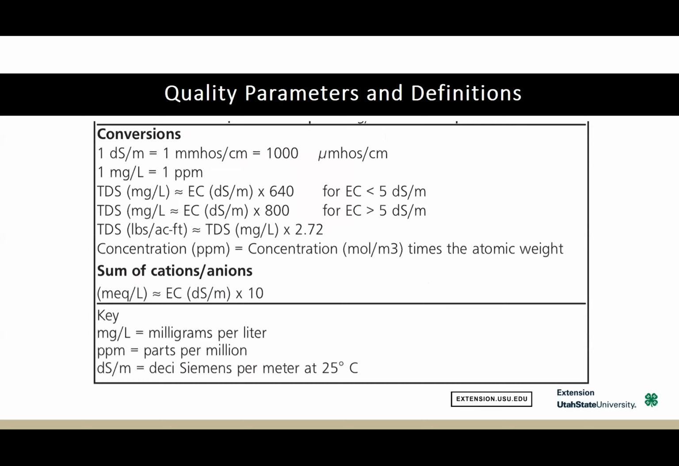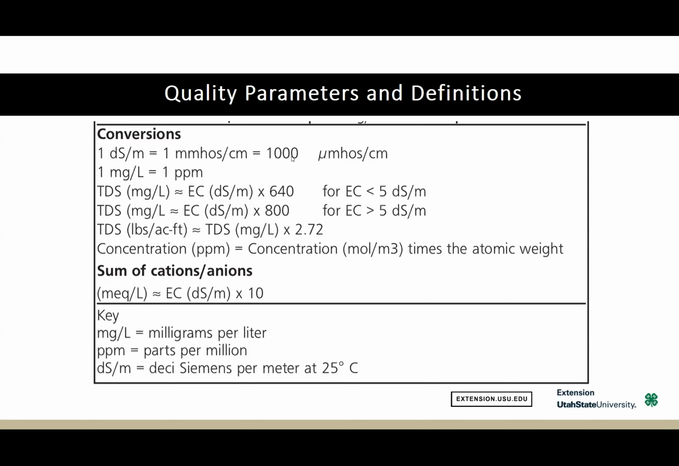I've pulled it from a reference that I cite at the end, so you can go back to that particular document and pull these out. They're ready references. I think they're very convenient to have. Or you can go back to this recorded lecture later on and pull these out. But decisiemens per meter and millimhos per centimeter are numerically equivalent, so they're a one-to-one comparison.